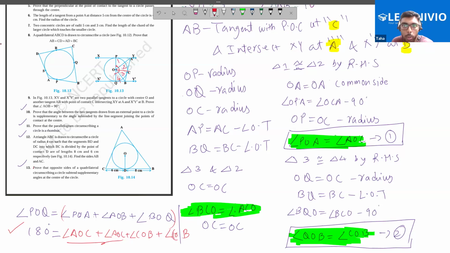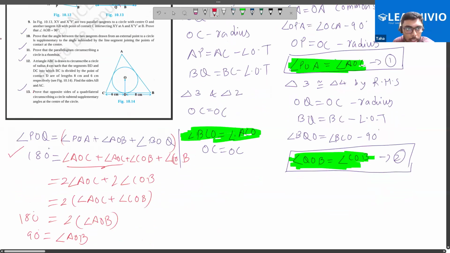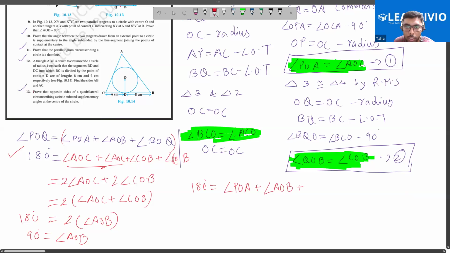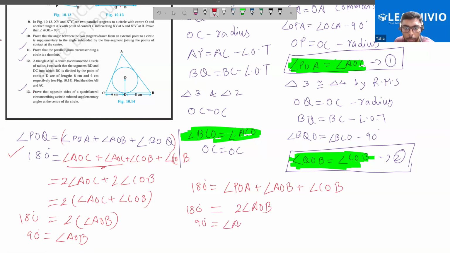Right, we proved that angle POA is equal to angle AOC, and in triangle 3 and 4, we proved that angle QOB is equal to COB. These are the angles that we are interested in. POC is equal to AOC, and over here, these two angles are same. Right. So when we split our angles here, 180 degrees is equal to angle POA plus angle AOB plus angle COB. Over here, we were supposed to prove that 2 times AOB is equal to this, and we had to come to this point, right? But we were not able to.